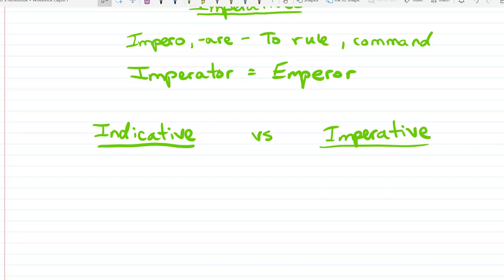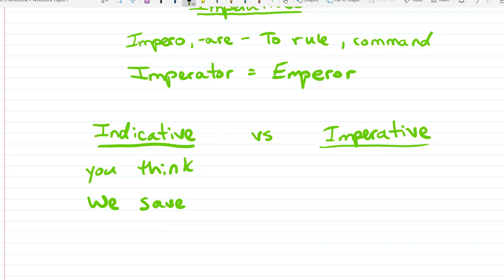So what this looks like in English: we've been mostly dealing with indicative verbs up to this point. So this might be the idea of saying you think, or we save, right? And those are just indicating facts. You think, you're thinking about something, or we save something.